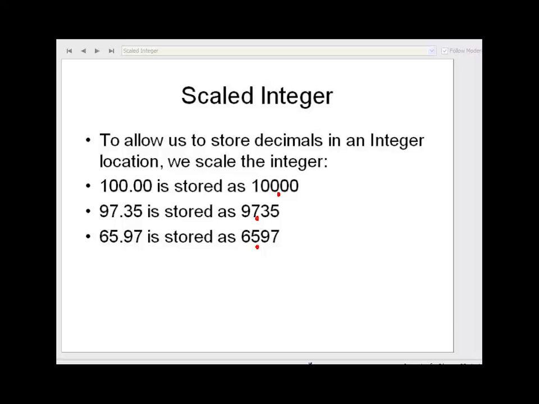The way I like to think about it is, instead of thinking of numbers in dollars and cents, we just think about them in cents. So if you've got $15.15, what you've got is 1,515 cents.